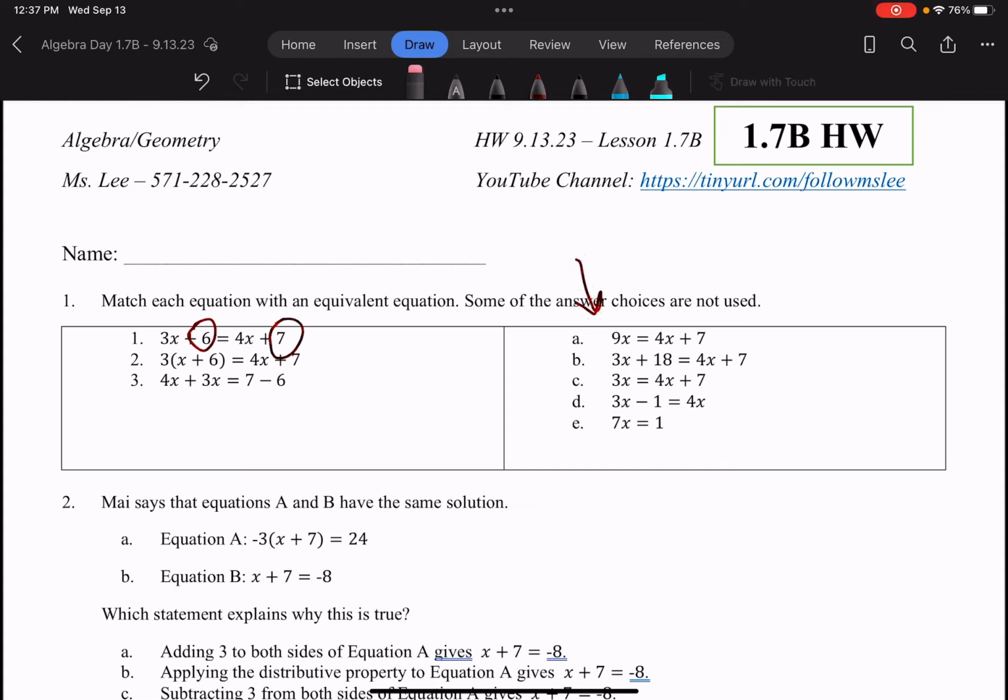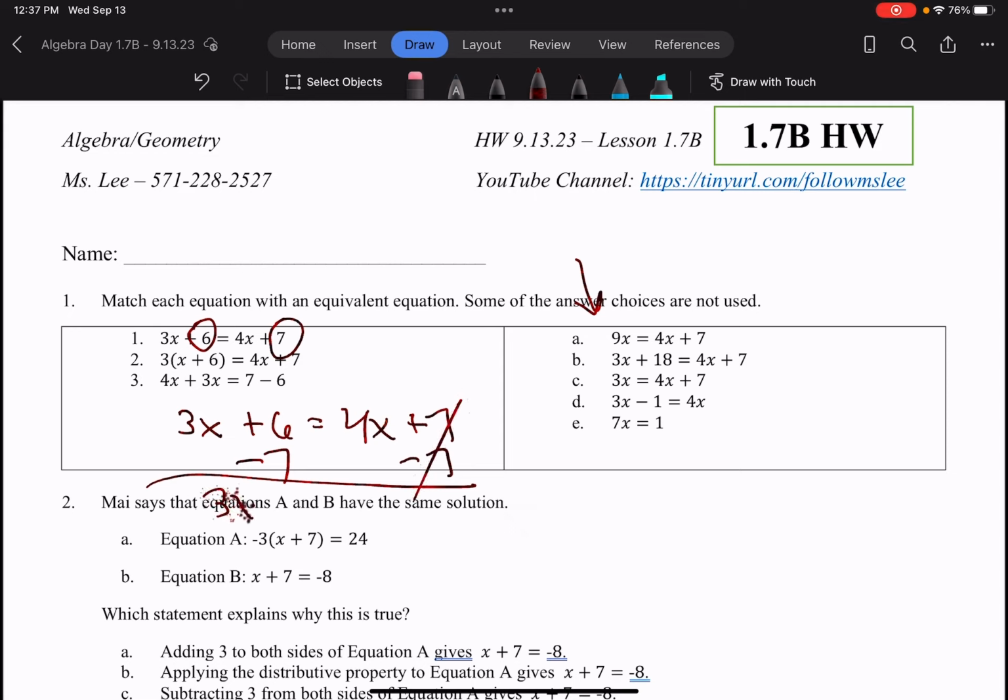So instead, I'm going to say, well, if I were to do 3x plus 6 equals 4x plus 7 and subtract 7 from both sides, again, that first step to move a constant, then I'm going to get 3x minus 1 equals 4x. There, I do have a solution that matches, and that is D.